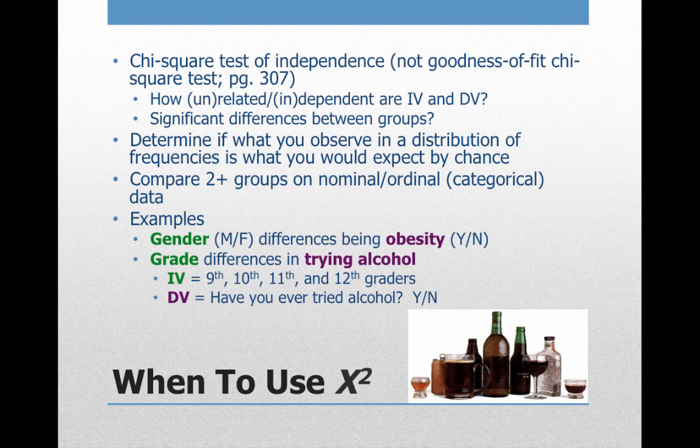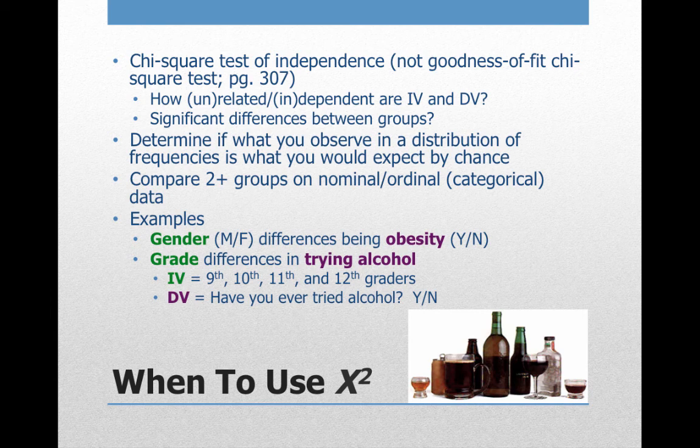Here are a couple examples. Let's say we want to look at differences between men and women and whether men or women tend to be more obese or not. So now we're looking at two nominal variables. Gender is nominal and obesity is nominal.